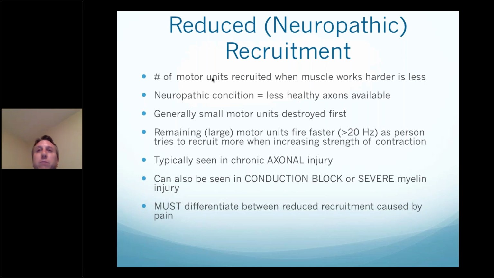Whereas if it's reduced recruitment because of neuropathy, the motor units that they have are going to fire faster. That's the key thing: the remaining ones are going to fire faster. It's a subtle trick to pick up, because they both look like there's less of them, but in neuropathic recruitment the ones that are there are firing faster. That's how you can differentiate between the two.